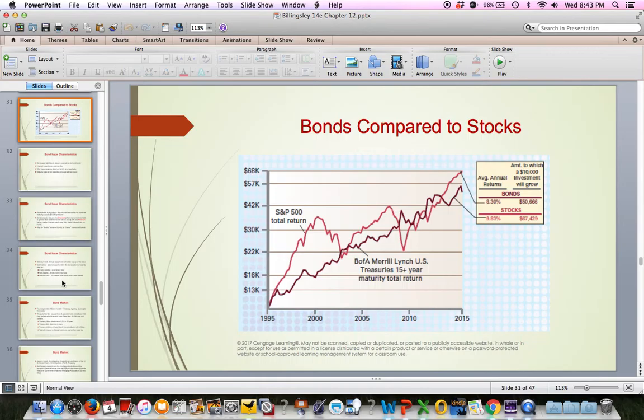This just tells you the returns of bonds versus stocks over a period of time, and you can see that they don't always correlate. The stock market has a lot more fluctuation in it than the bond market does. You can see that for sure. They do not always move in the same direction either.